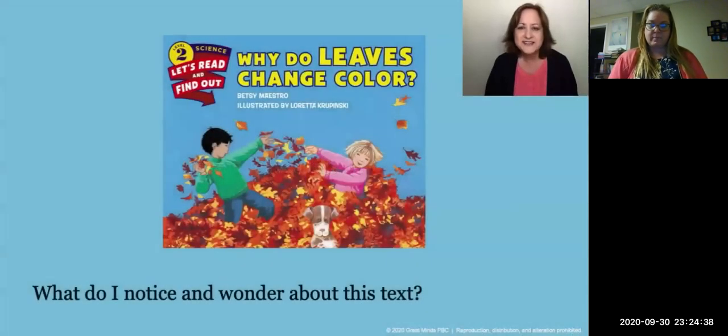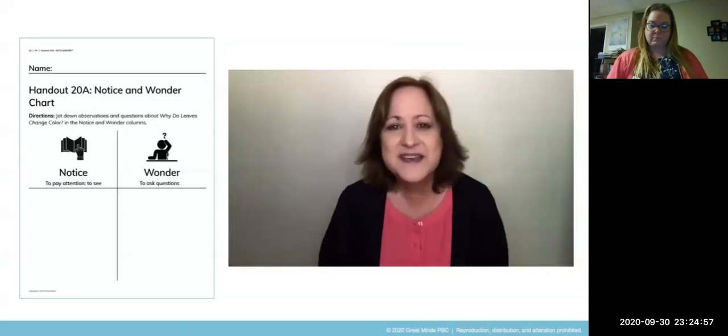Our new text is, Why Do Leaves Change Color? This text was written by Betty Maestro, and it was illustrated by Loretta Krupinski. Since this is a new text, it's very important to take time to notice and wonder. Now it's time to notice and wonder with our new text.